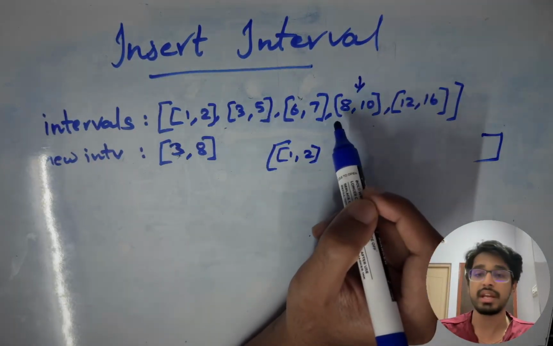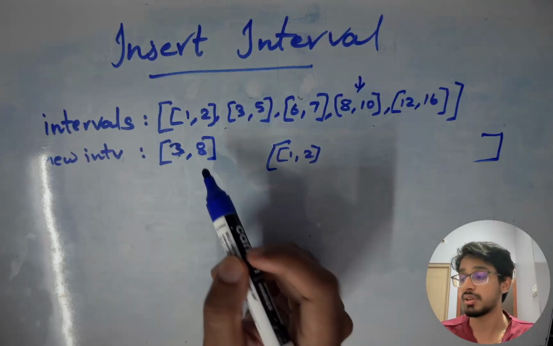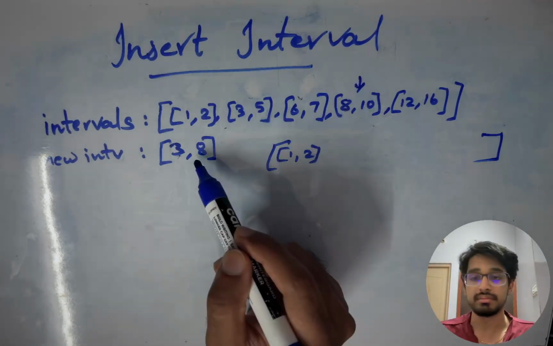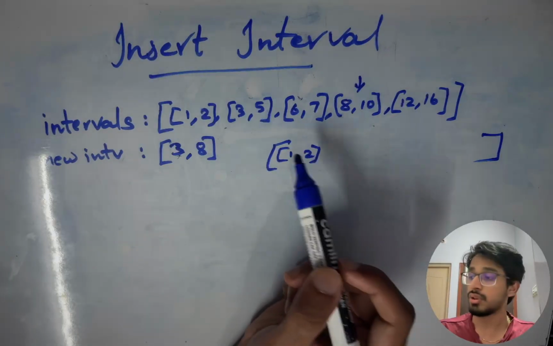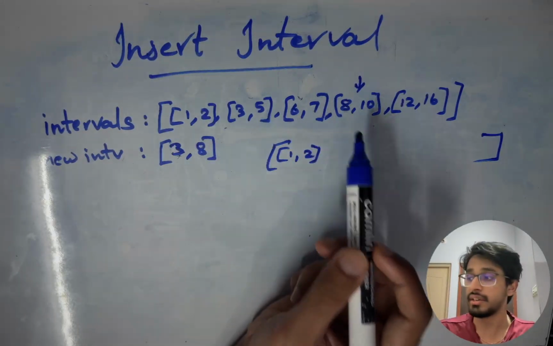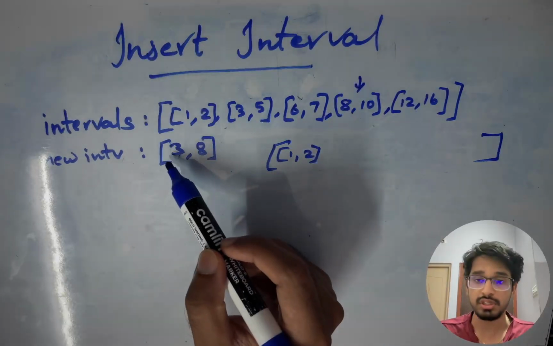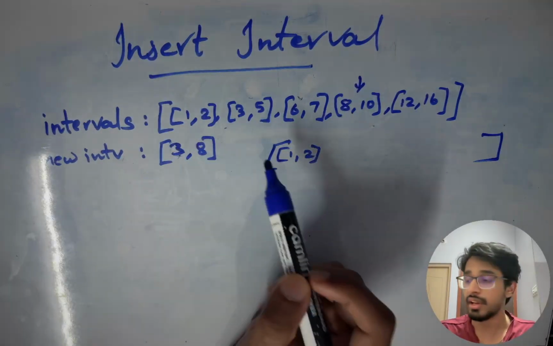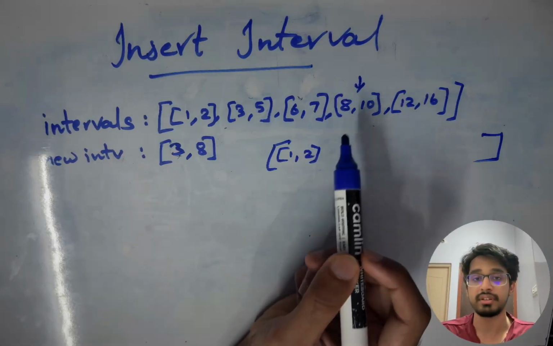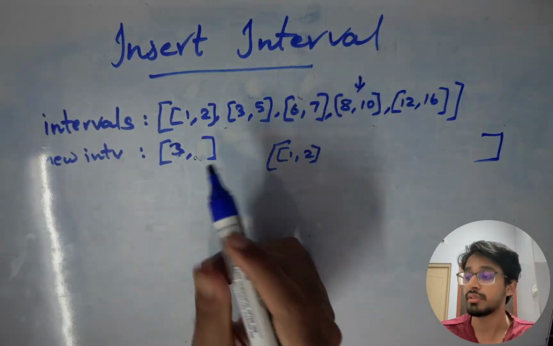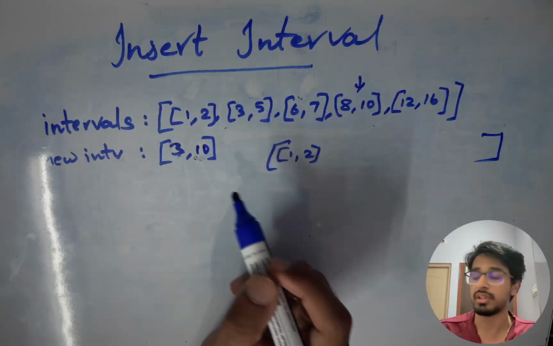Between 8 and 10 and 3 and 8, is there an overlap? Yes, there is an overlap, because 8 and 8, this is start and this is end, so even they should overlap. Now we compare the start and end. Between 8 and 3, which is the smallest? 3 is the smallest, so we leave 3 as is. And 8 and 10, which one is greater? 10 is greater than 8, so we update the new interval, that is the end interval, to 10.